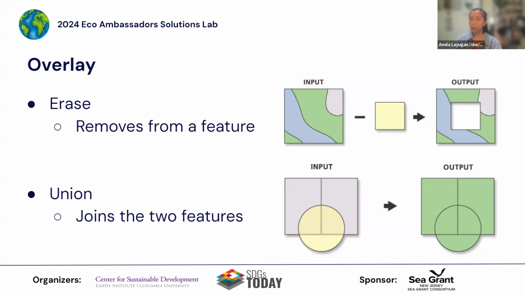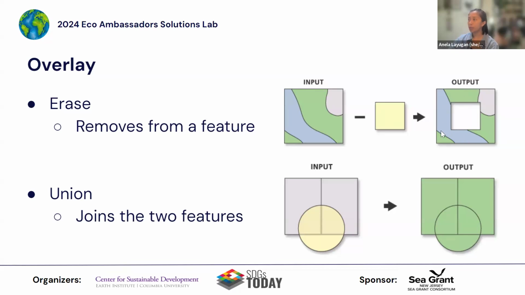There are different kinds of overlays. The first one is erase. You can see in this diagram here, this is the input data set, and then this is another area. That can be like a protected area or a polygon that you draw. And it'll do basically that. It'll erase everything in your input that overlaps with that data set.